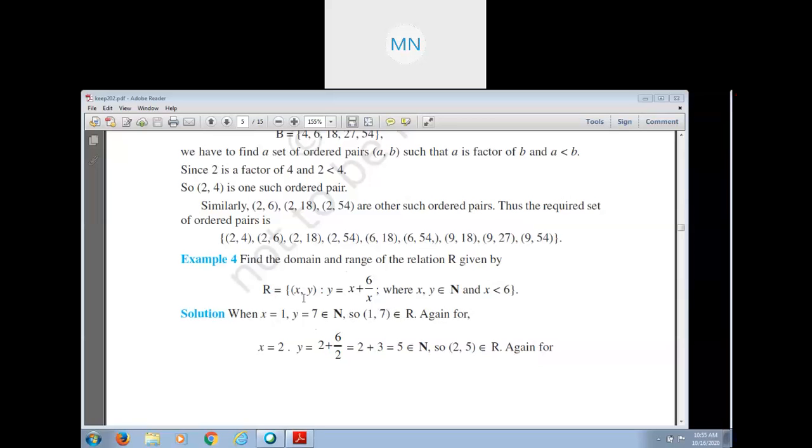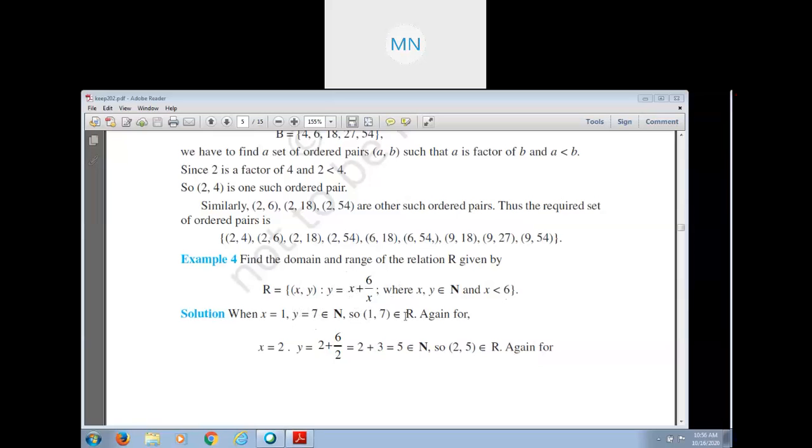For this relation, x and y are natural numbers and x is strictly less than 6. So we can start the value of x from 1. And y is given as x plus 6 by x. If we put x as 1 in this, then we get y equals 7, and 7 is also a natural number, so this ordered pair will come.